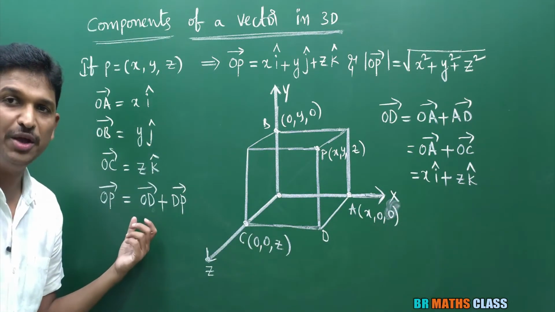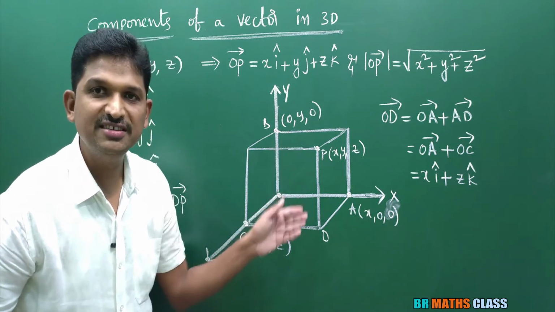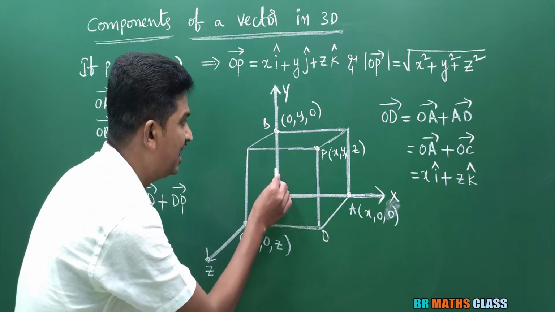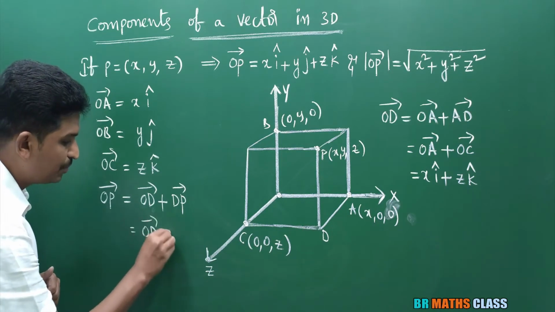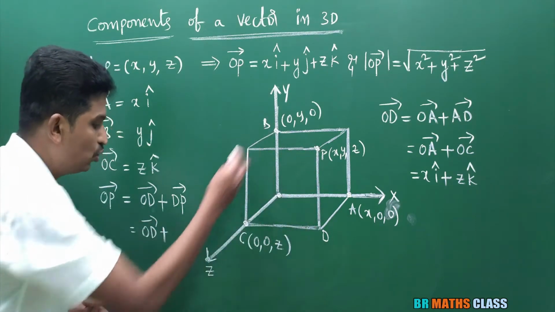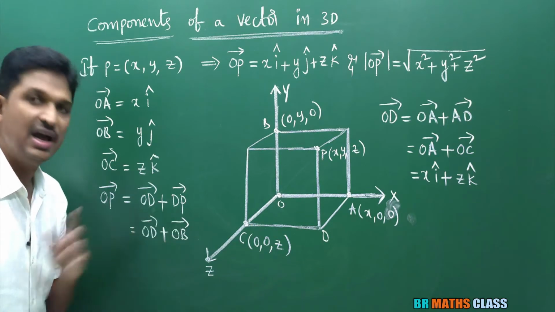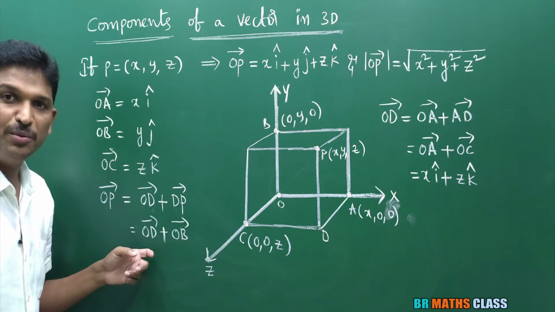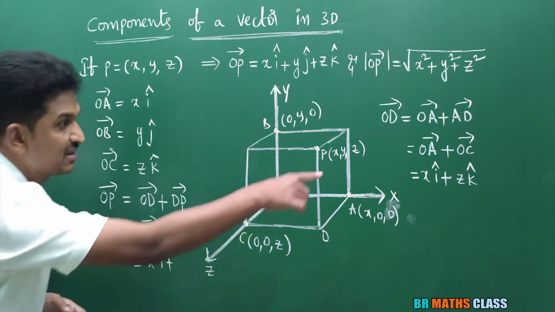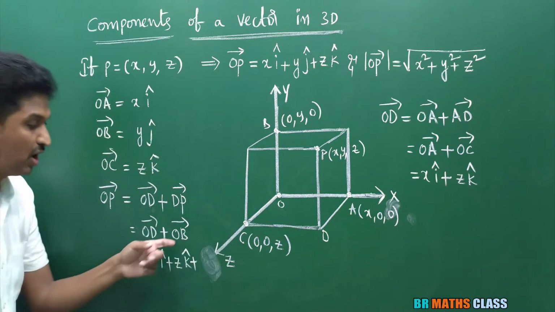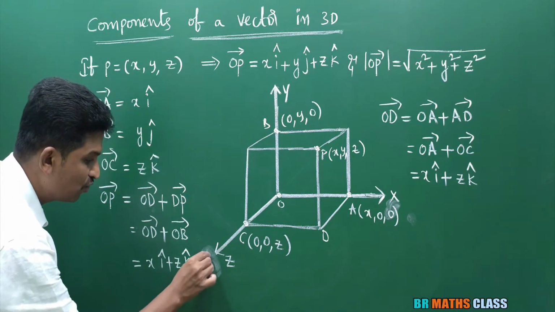Now you know what is OD bar. Now you need to calculate DP bar. If you observe this diagram, you can easily understand that DP bar and OB bar are equal vectors. So OP bar is equal to OD bar plus DP bar. In place of DP bar, I can write OB bar. OD bar is x i cap plus z k cap, plus OB bar, which is y j cap.